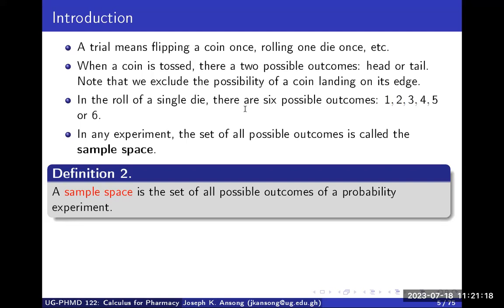So in any experiment, the set of all the possible outcomes is called the sample space. And this is very important. We'll use the sample space later on to be able to compute probabilities. Right now, we are just defining some of the simple concepts that we'll come across. Okay, so being able to determine the sample space of an experiment is important, especially under classical probability. Okay, so the sample space, by definition, is a set of all possible outcomes of a probability experiment. We'll look at some examples. Okay.